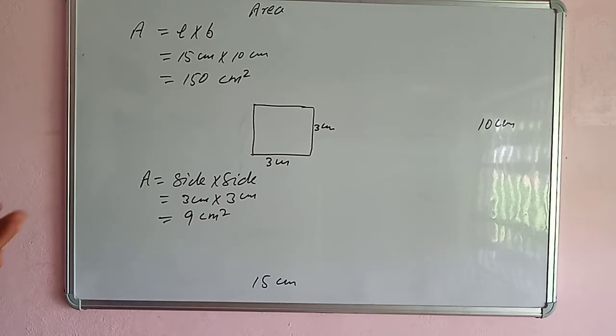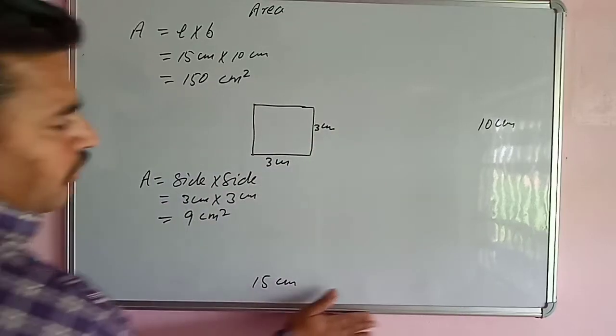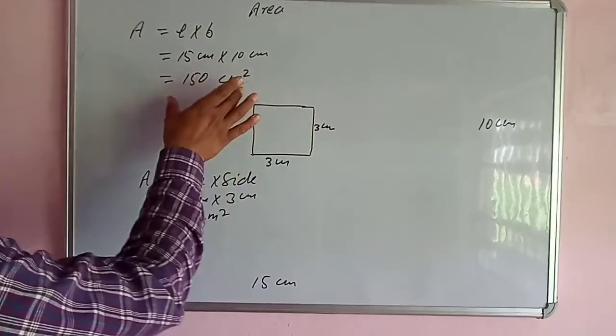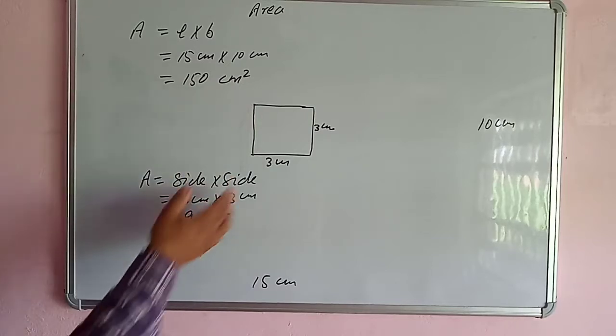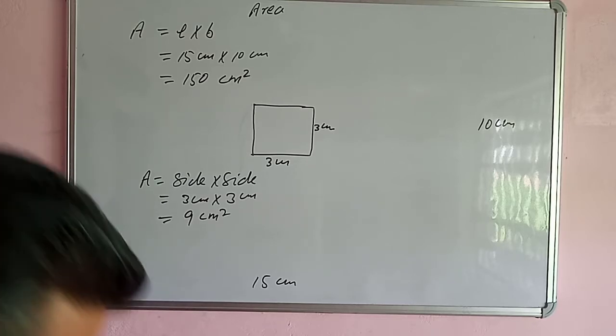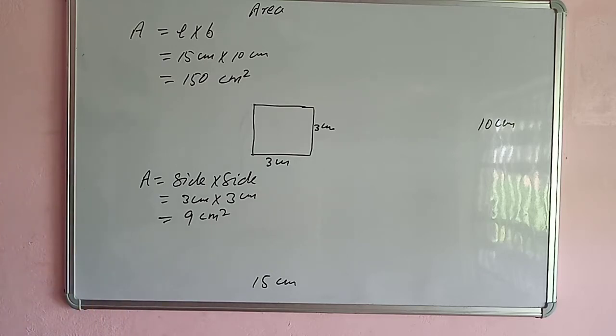So the area depends upon the size of the figure. A larger figure has a larger area and a smaller figure has a smaller area. Suppose we find the area of this board. This board is bigger than this shape, so the area of this board is larger than the area of this figure, which is 9 square centimeter. If we find the area of a book and a wall, which has more area? Naturally it is the wall, because the area depends upon the size of the figure.